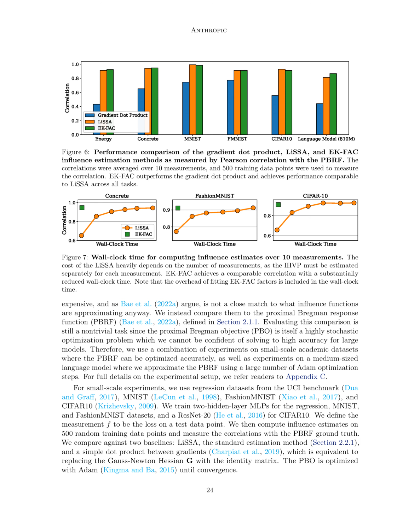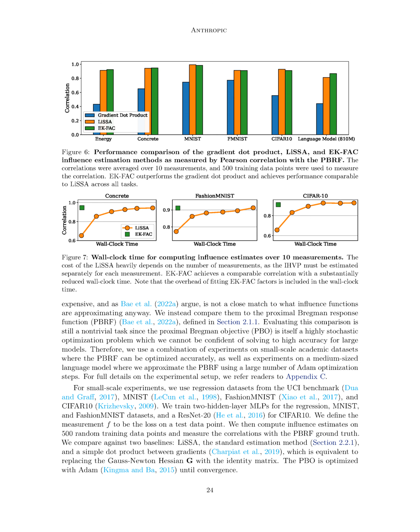To proceed, we compute influence estimates on 500 randomly selected training data points and gauge their correlations with the PRBF's ground truth. We compare our approach against 2 baselines: LiSSA, a standard estimation method, and a simple dot product between gradients. This dot product approach is essentially replacing the Gauss-Newton-Hessian G with the identity matrix. To optimize the PBO, we use the Adam optimizer until convergence. We present the correlations between each influence estimation method and the PRBF in our work. These correlations are averaged over 10 different seeds, each with varying test examples. Our observations across all tasks reveal 2 consistent trends.